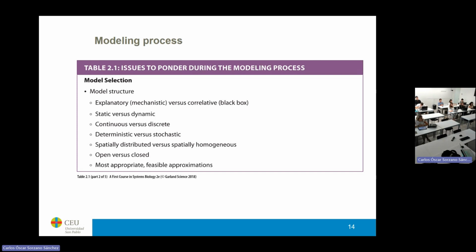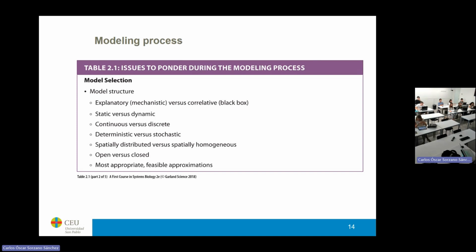For the model selection, we have to fix the structure of the model, and one of the first things we have to say is whether we want an explanatory model or a correlative model. And we will see an example in a moment. Whether our model is static or it is dynamic. For instance, differential equations are dynamic systems. They're also called dynamic systems because they show you how things evolve over time. You have to decide whether you want to use continuous or discrete variables, whether your model is deterministic or stochastic. So you have to take many decisions.